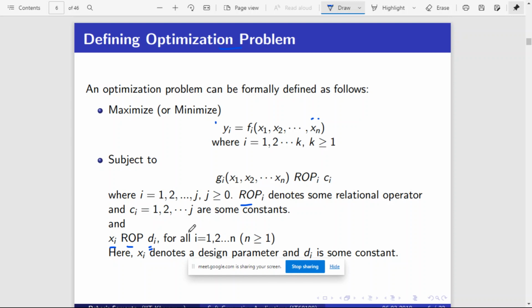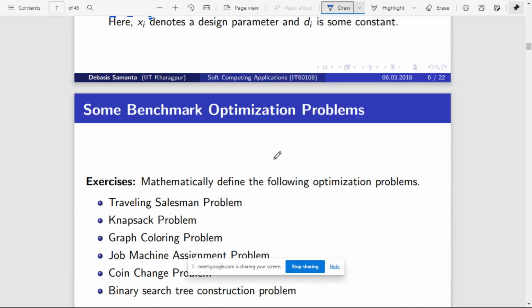So instead of ci here they are using di. So it can be either di or ci. Basically it's a constant, right? Or we can say it's ci. Why confuse? Okay. So this is the generic structure of representing an optimization problem. Right?